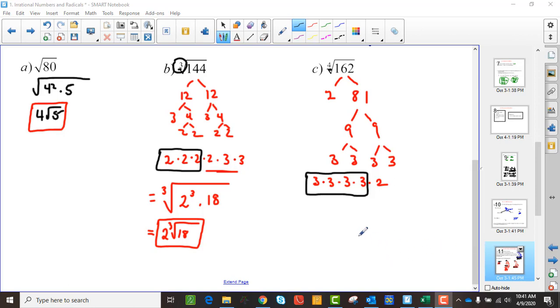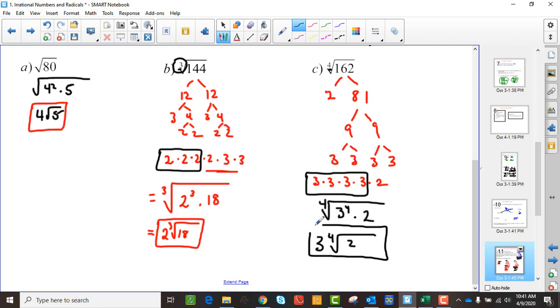So when we look at this, that is 3 to the 4th. So I'm going to write this as the 4th root of 3 to the 4th and then times 2. And then I'm going to write the 3 out front. So I get the 4th root of 2. So I get 3 4th root of 2. That's how I simplify it. Okay.